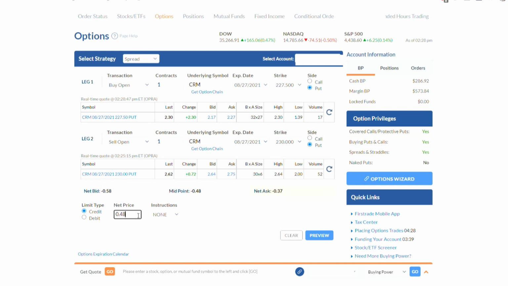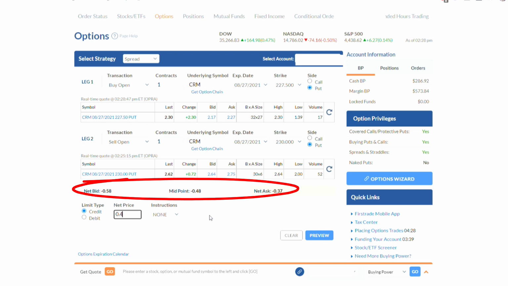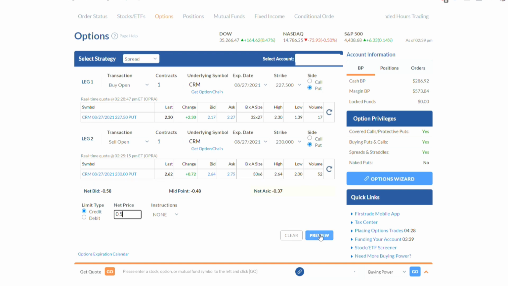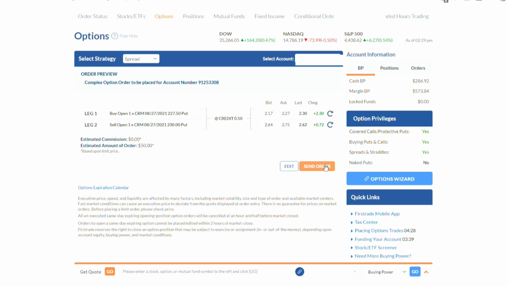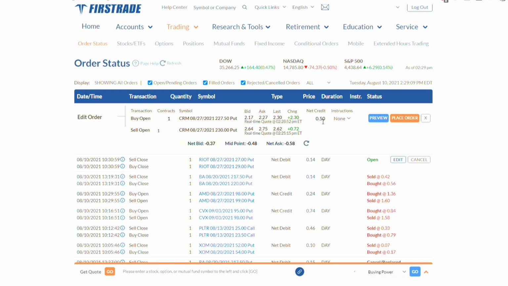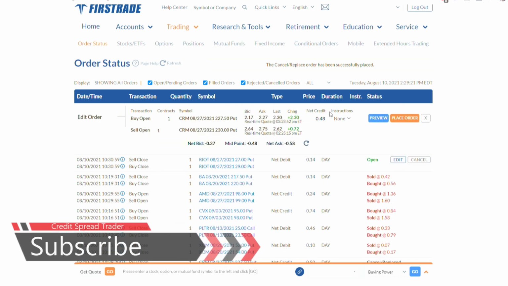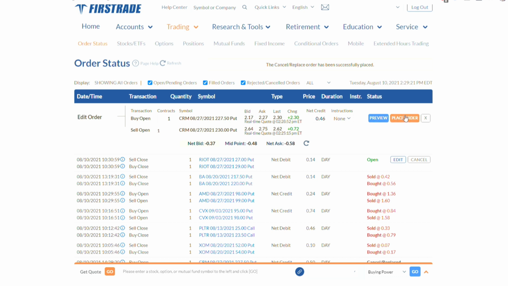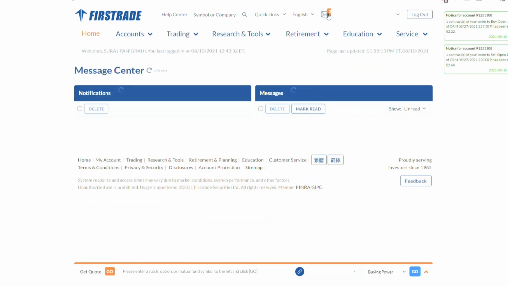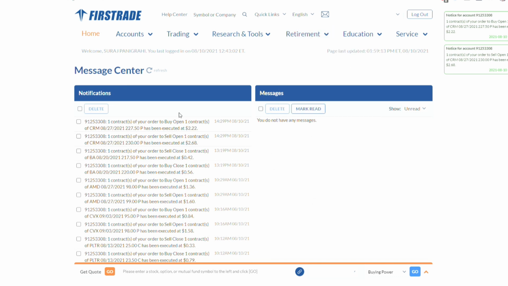So now I'm trying to fill in the order. You can see that the midpoint for the order shows at $48, and I will now try with a higher credit possibility. I'll try with $50 and scale it down further, and let's see at what price the order gets filled in. So you see the order is finally now filled in at $46 credit.